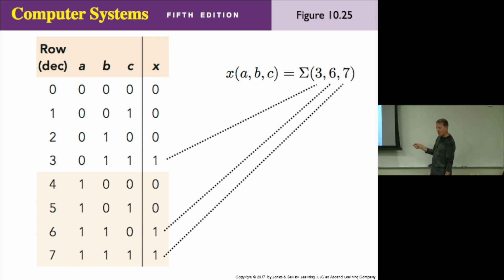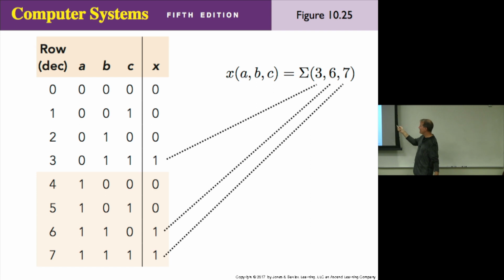So now, what symbol do we use for or in our logic Boolean algebra? Plus. And what does sigma in math represent? Summation. So now sigma represents not summation for us. What does our sigma represent? Or. So look at this sigma notation. The way we write this is x of A, B, C equals capital sigma, parentheses, and just 3, 6, 7.